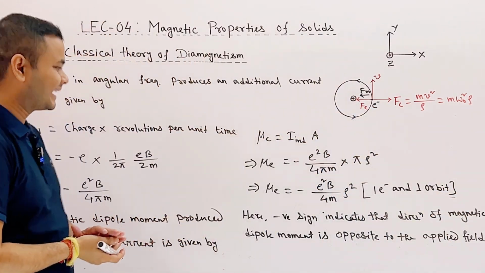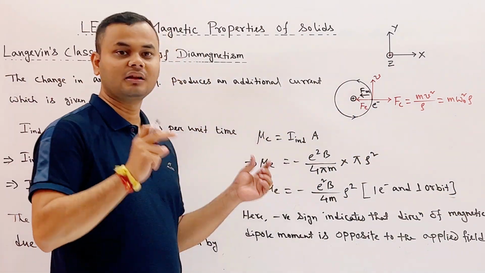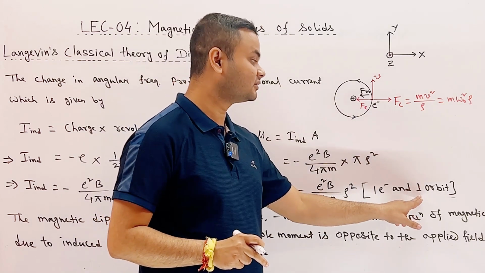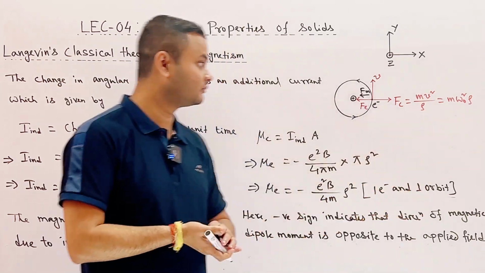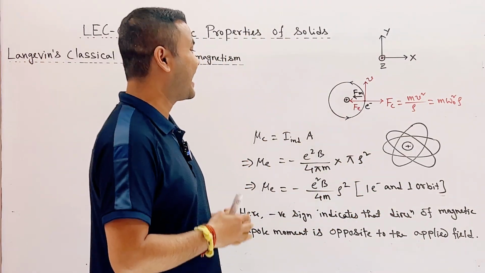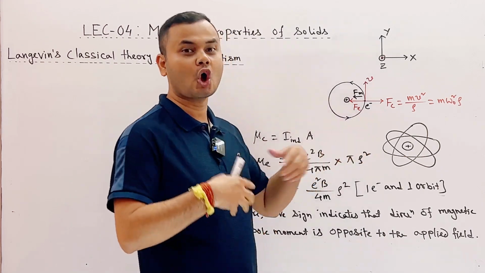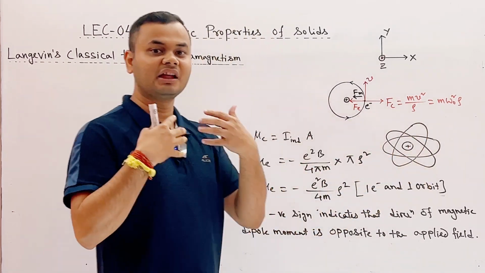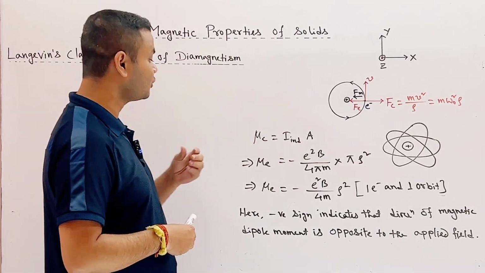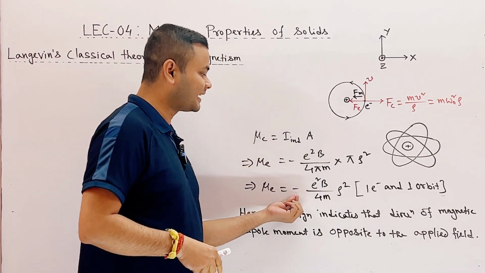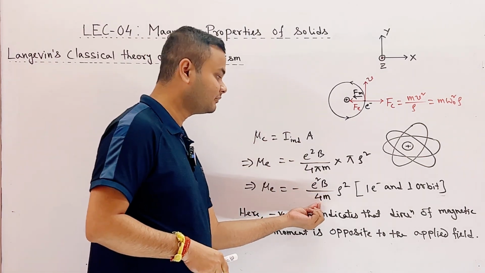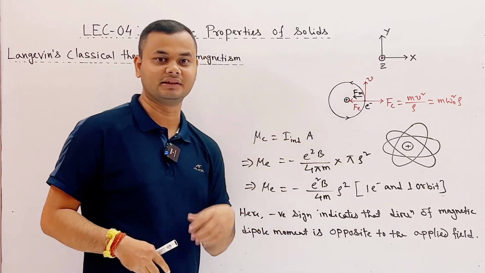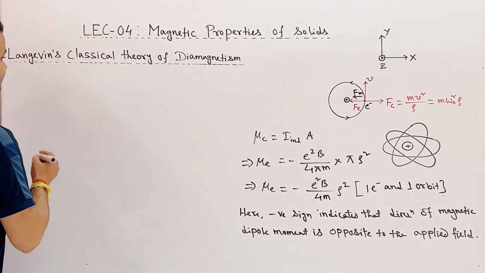Next we will extend this concept for large number of electrons and large number of orbits atom. ठीक है? So if the atom has Z number of electrons and all the atomic orbits are randomly oriented like this, then net induced magnetic dipole moment will become Z into minus E square B divided by 4m into average value of this quantity. Now let me write this point.